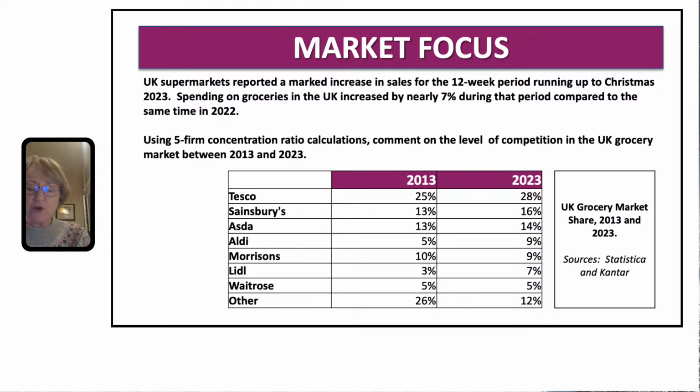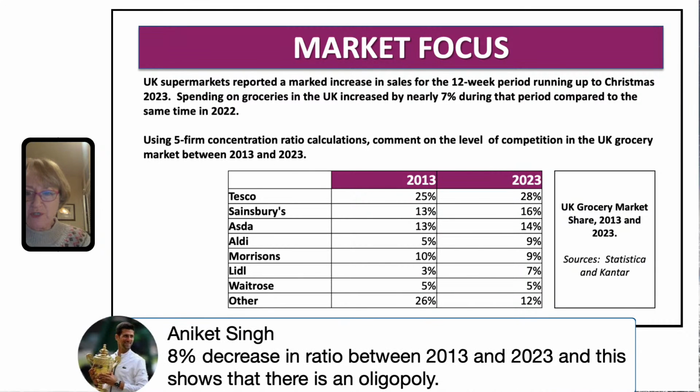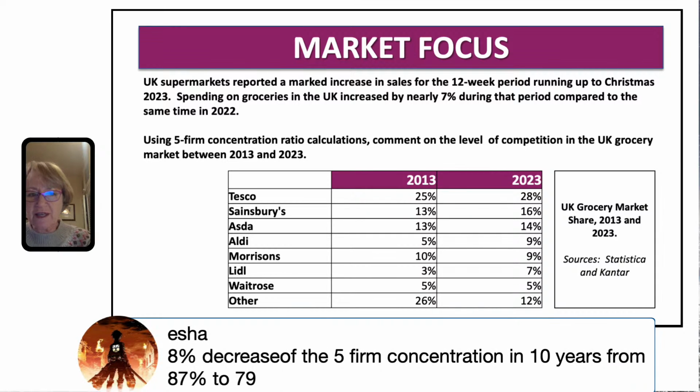Okay, so hopefully you've got your calculators to hand so that you can start coming in with the 5-firm concentration ratio. I'm waiting for somebody to post that, and let's see what it was in 2013, what it was in 2023, and then what's the comment? What's the point of interest that you can find to comment on? Okay, so Aniket is saying 8% decrease in the ratio between 2013 and 2023. You might want to just check that you've got the right years there.